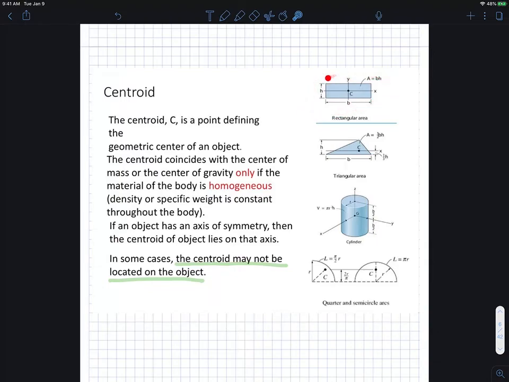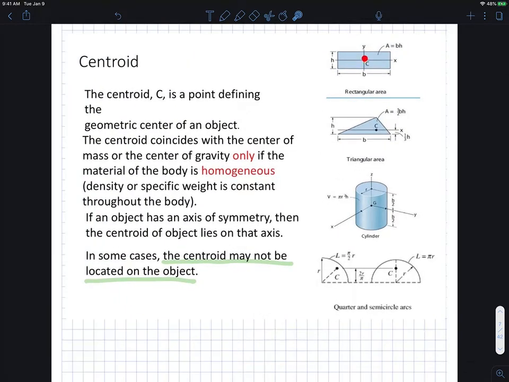The obvious example here is the rectangle you see in the top right of your screen. We all know the geometric center is right in the middle, which also corresponds to these axes of symmetry. We know that's not the case, for example, for a non-equilateral triangle. In the case of the cylinder, the axis of symmetry is right in the middle, and because it's b over 2 and b over 2, we know the center of gravity is going to be right in the center of this cylinder.